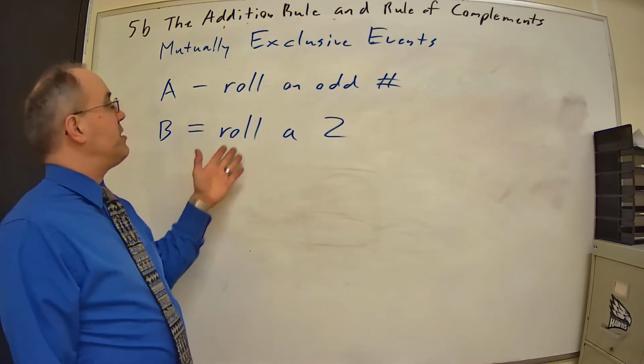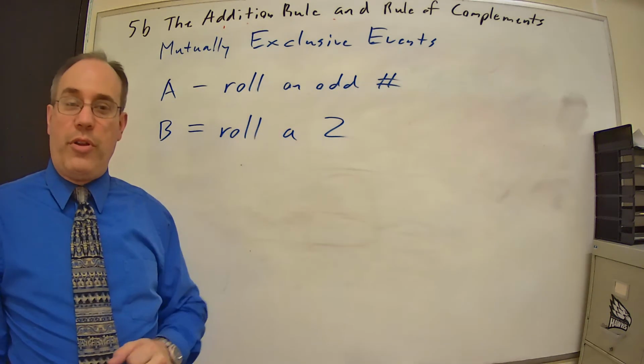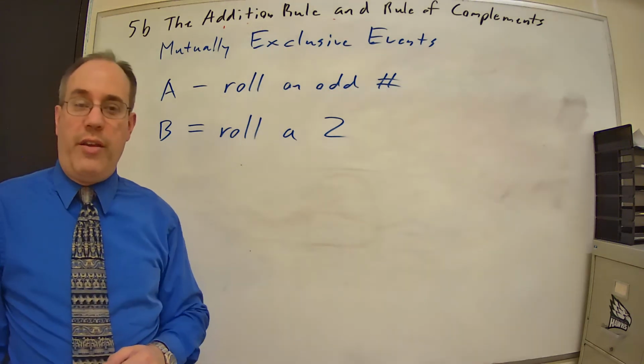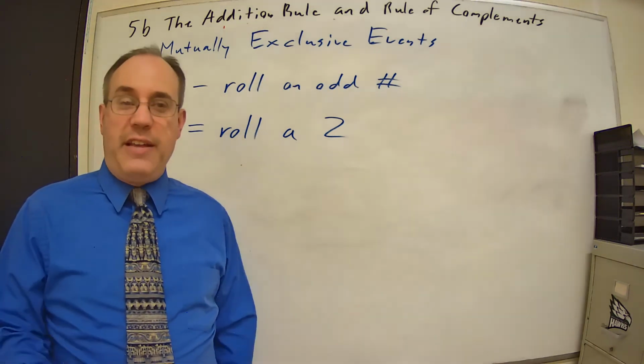So therefore, these events are mutually exclusive. If I roll an odd number, there's no way I could have rolled a 2. If I rolled a 2, there's no way I could roll an odd number. So those are considered to be mutually exclusive events.